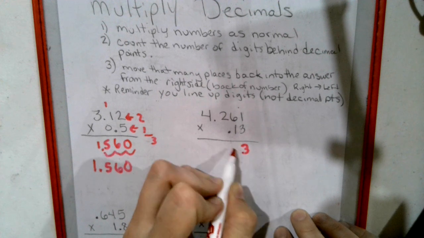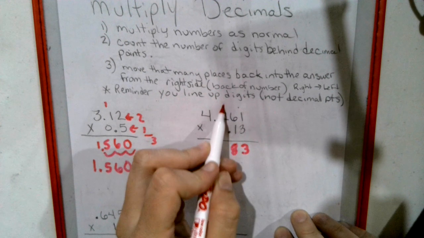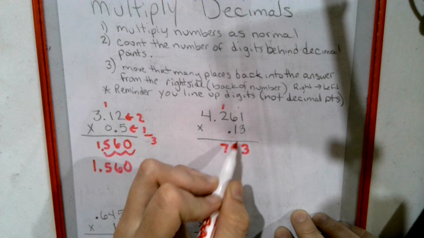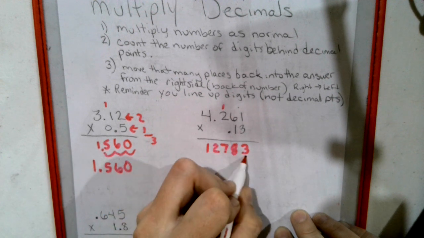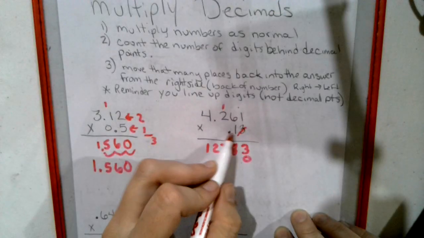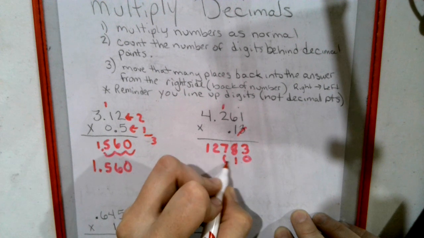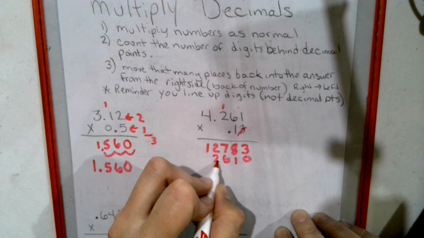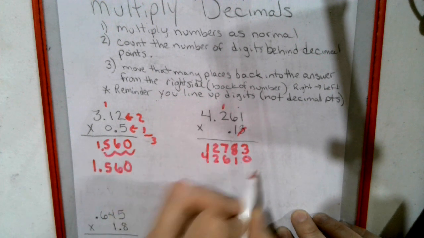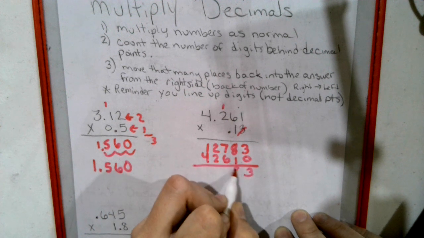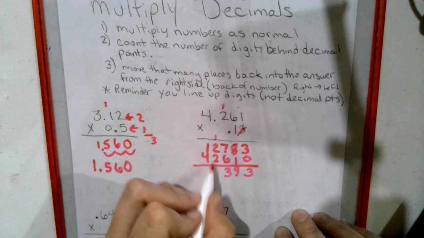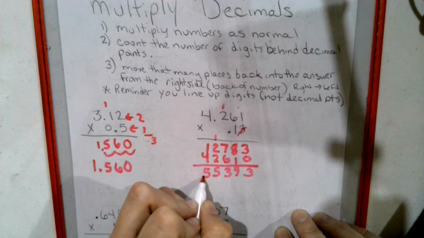Okay, moving on to this one. 3 times 1 is 3. 3 times 6 is 18. 6 plus 1 is 7. 4 times 3 is 12. Plant your 0. We're done with that number. 1 times 1 is 1. 1 times 6 is 6. 1 times 2 is 2. And 1 times 4 is 4. 3, 9, 13, 5, 5.